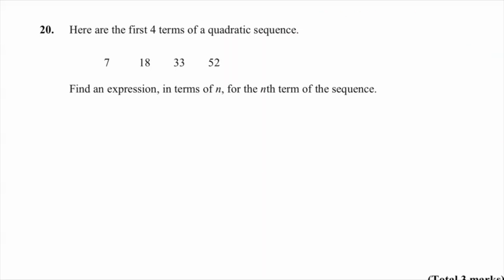Okay, we've got a quadratic sequence. First step is to look at the gaps. So we're going up 11, 15, and then 19, and then we've got gaps of 4 in the second row. Now remember that the second row gap must always be divided by 2 to get that coefficient in front of the n squared. So we've got 2n squared. I want my sequence to be 7, 18, 33, 52.